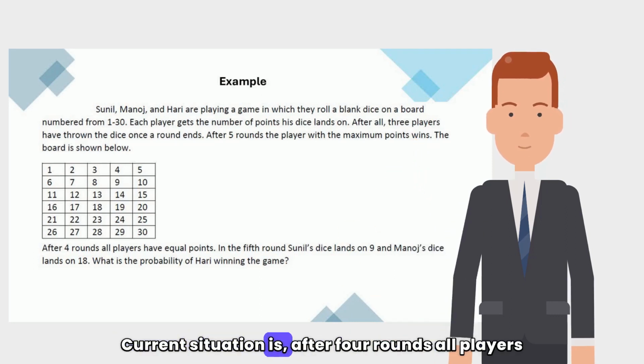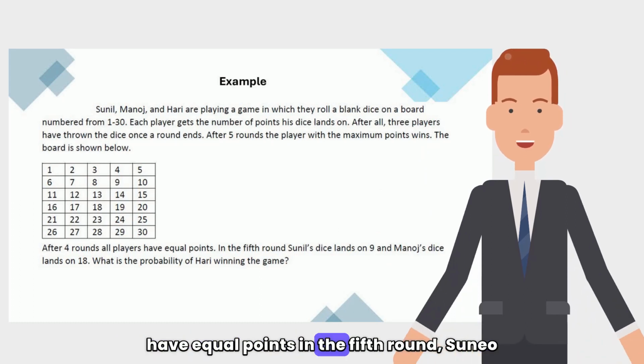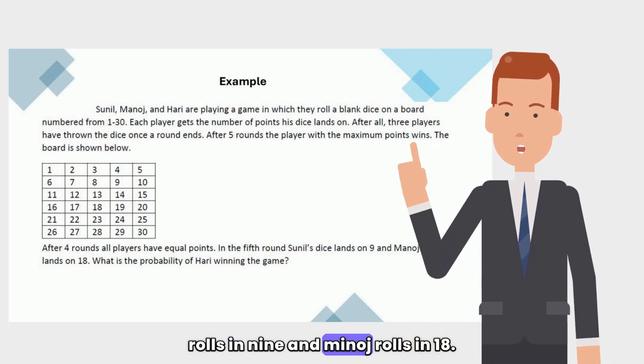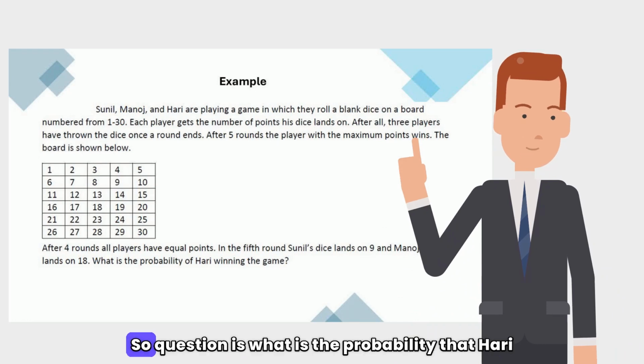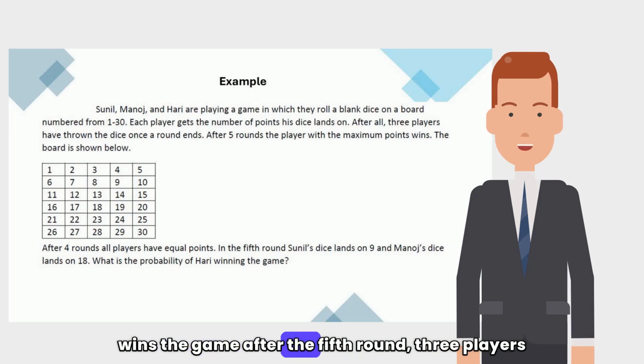Current situation is: after 4 rounds, all players have equal points. In the 5th round, Sunil rolls a 9 and Manoj rolls an 18. So the question is: what is the probability that Hari wins the game after the 5th round?